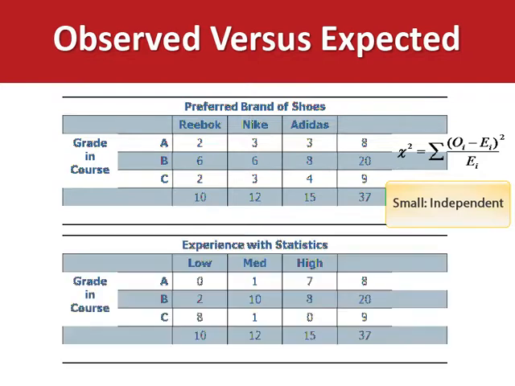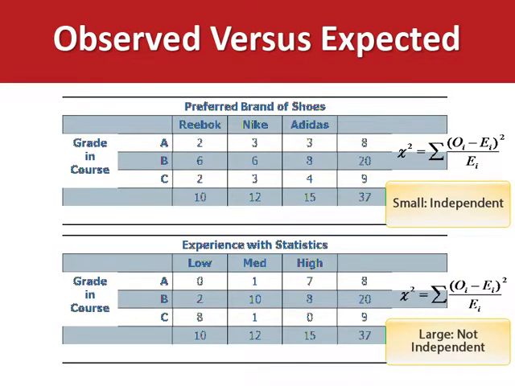If, on the other hand, we do the exact same arithmetic with experience in statistics, we see that in that first cell, our observed number of students with an A who have low experience in statistics is not 2.16, but quite different. It's 0. And in fact, if we go through every cell in this contingency table, we'll get a chi-squared statistic which is quite large. And a large chi-squared statistic suggests that our assumption of independence is not warranted. In other words, experience with statistics and grade in the course is not independent.